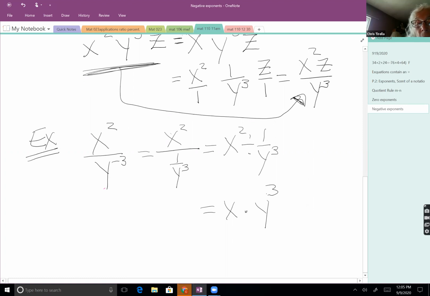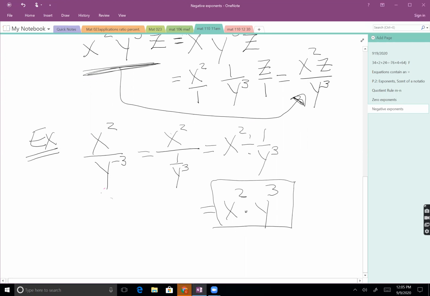Yes. And so my final answer would be, oh, I'm sorry, I lost the exponent there, x squared y to the third. And so do you notice if I have a negative exponent, the denominator becomes positive when I move it to the numerator? Or I'm taking the reciprocal. The reciprocal of a factor in the denominator is a factor in the numerator. The reciprocal of a factor in the numerator is a factor in the denominator.